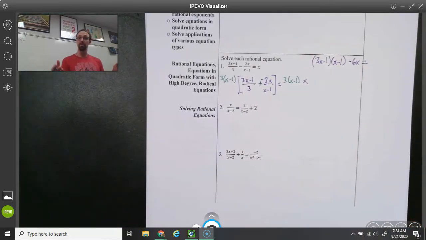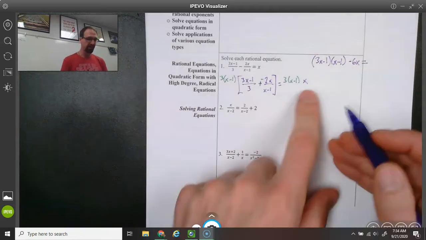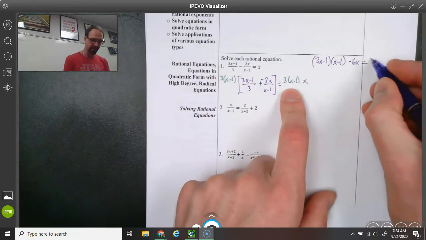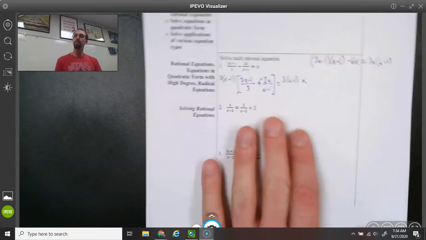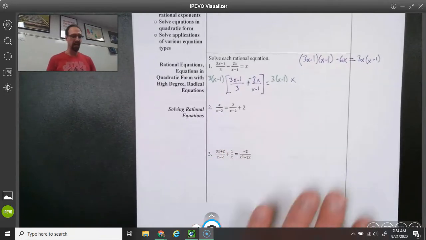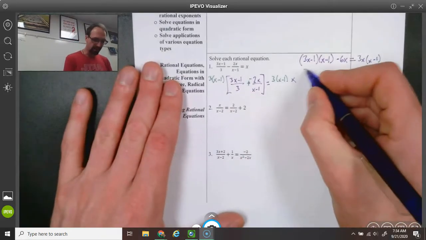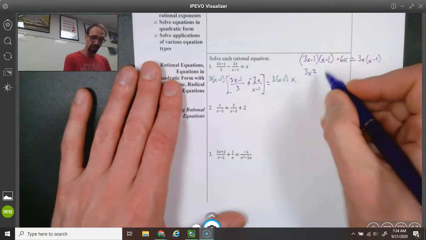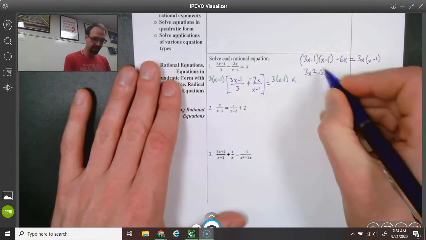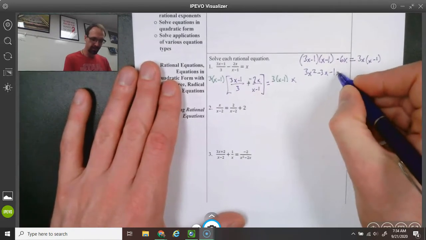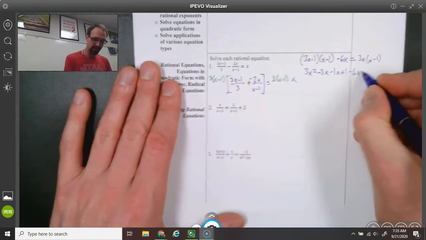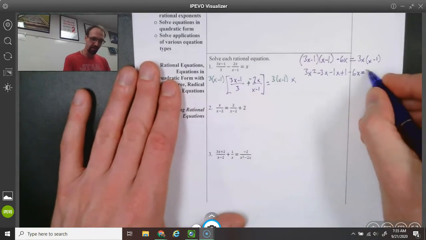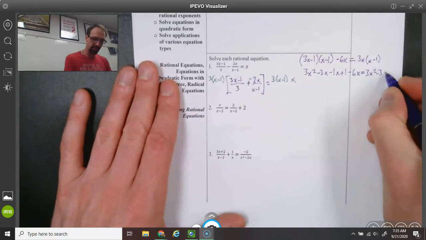Remember, with multiplication, do what's easiest for you because order doesn't matter. You can use the commutative property. So I'm going to take 3x here times x minus 1. We'll simplify both of these multiplication parts now. So 3x times x is 3x squared. 3x times negative 1 is negative 3x, negative 1x, and then positive 1. And then here I have a minus 6x. And then on this right-hand side I have 3x squared minus 3x.